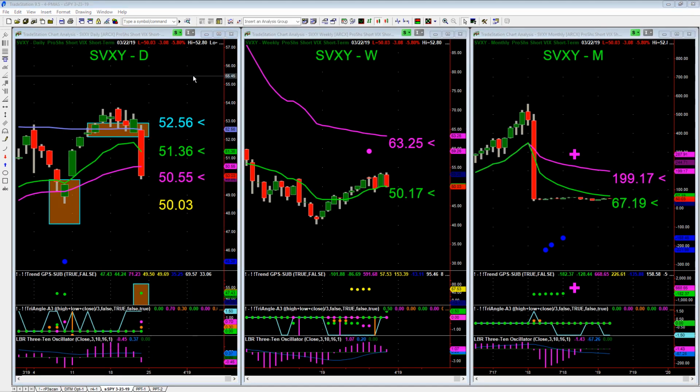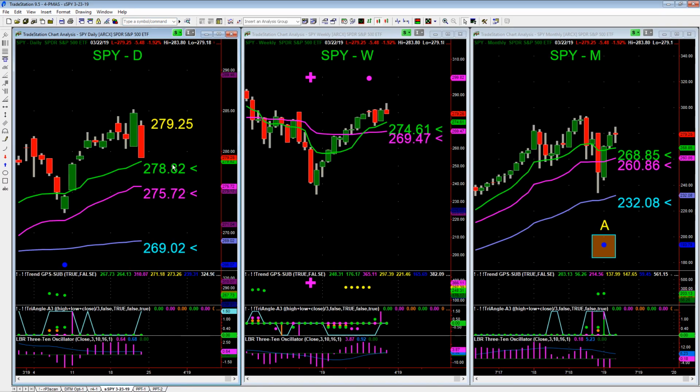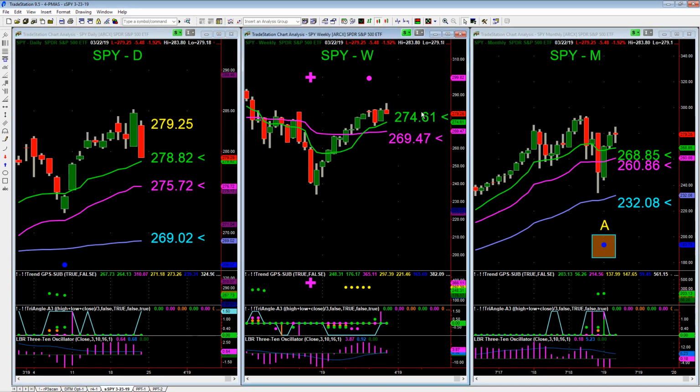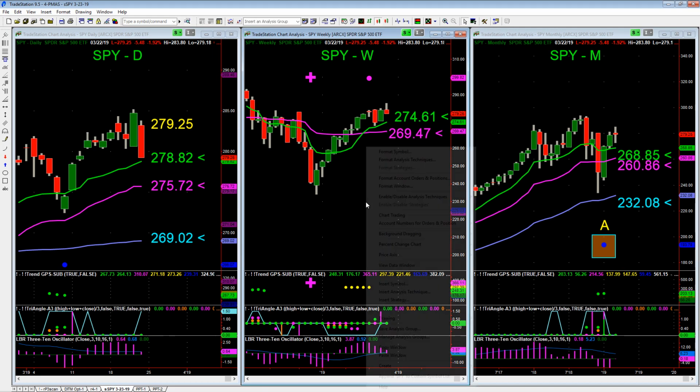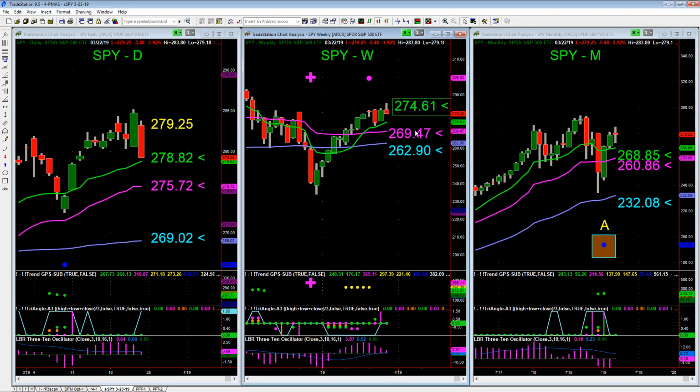Now, if we do start going down, the numbers you want to watch out for, obviously the very first one is 278.82, the next one is 275.72, and then 269.02. This is on the daily chart, okay? And these are the other numbers on the weekly chart and on the monthly chart. A lot of time, I know right now this is on my own proprietary trading system. I'm not selling this. I'm just sharing with you guys right now. And how are you going to use this?